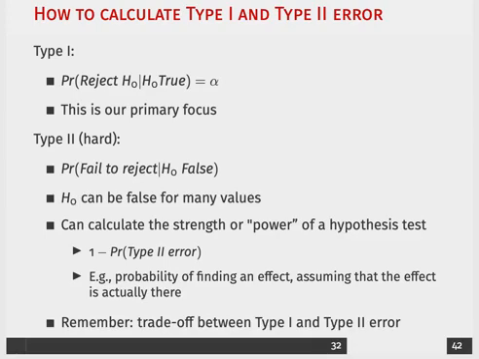I think the most important thing to walk away from with this is that there's always going to be a trade-off between type 1 and type 2 error, and just to remember that this is what's happening in the background. So even though we may think we have sufficient evidence to reject a null hypothesis, really there's still a chance that we're wrong, and we need to understand how that works.